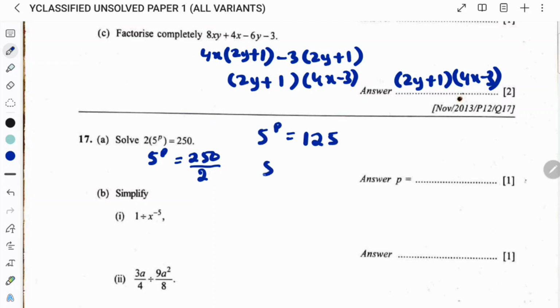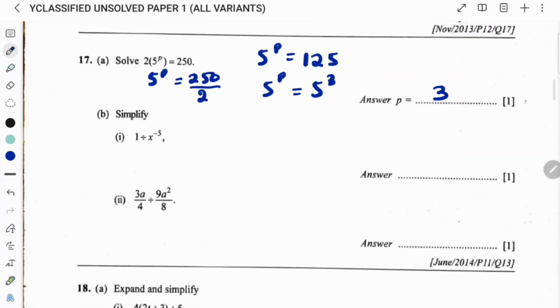Okay, 5 to the power p is what number? 5 to the power what is 125? Which is 3. So p will be equal to 3 in this question. The next part, simplify 1 divided by x to the power minus 5. And because it's a minus sign there, you can write it as a numerator. So x to the power 5 is the answer, because we made the negative power positive.